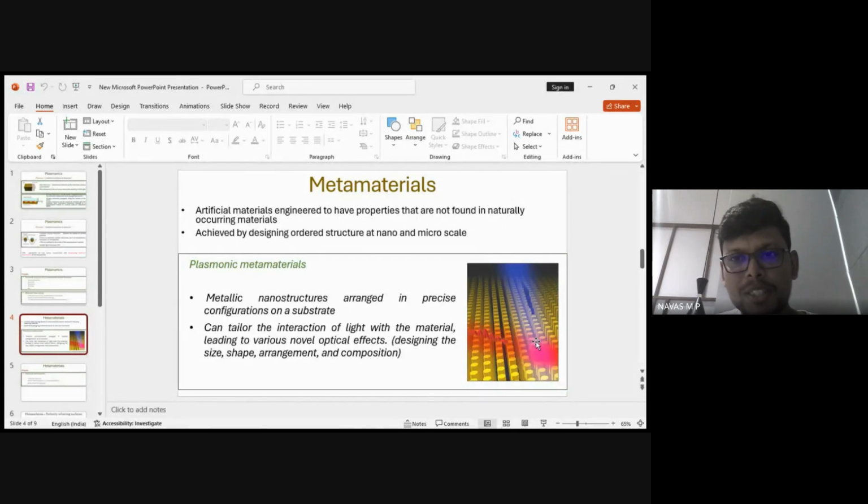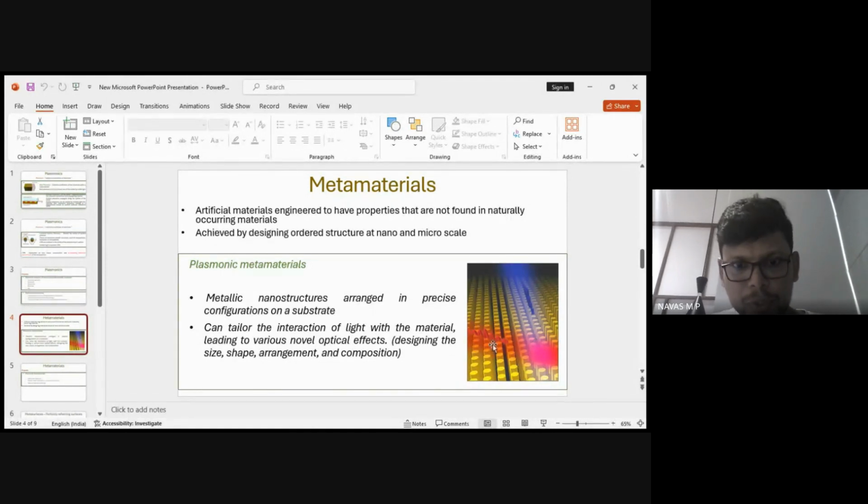So there are 3 projects in this metamaterial. One is, again, we'll use the same plasmonic material in the metamaterials. So now we have some plasmonic properties there. Now we are artificially arranging it in an ordered manner, then the plasmonic metamaterials will form. It will have a different kind of properties than the plasmonic materials. So that is one project.